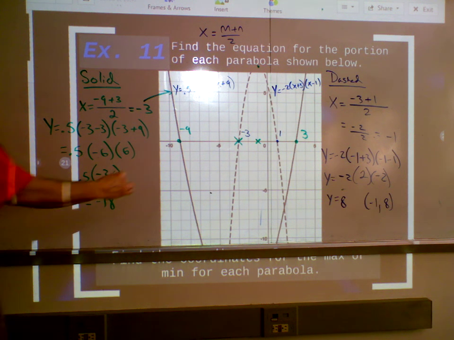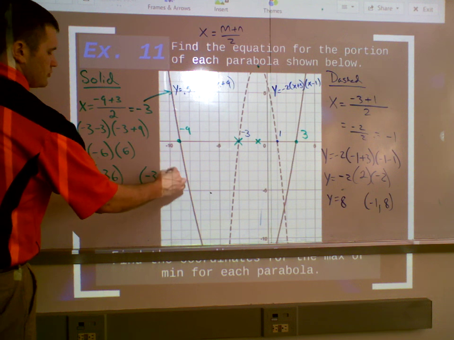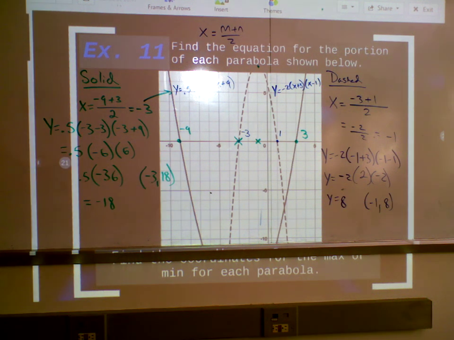So that means the minimum occurs at (negative 3, negative 18). Thank you. Negative 18. I'm dropping my negatives today. Any questions? Does that make sense?